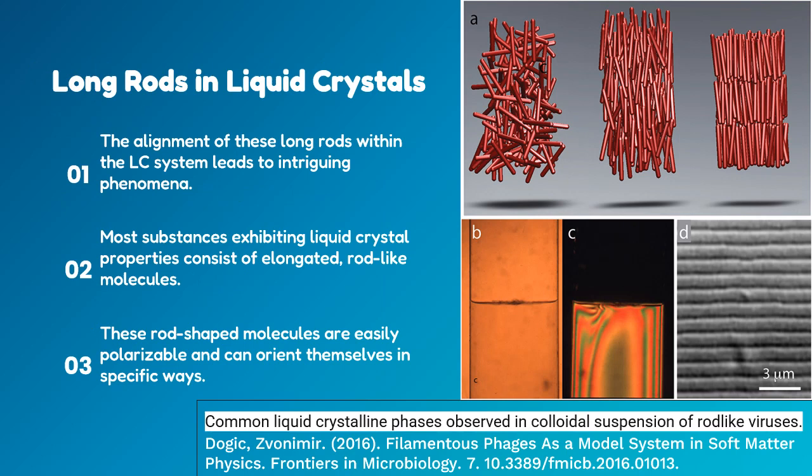Coming to long rods in liquid crystals, they are usually the molecules or units in liquid crystals which have very long shape, as you can see in the figure. The alignment of these long rods within the liquid crystal system leads to intriguing phenomena. Most substances exhibiting liquid crystal properties consist of elongated rod-like molecules. These rod-shaped molecules are easily polarizable and can orient themselves in specific ways.